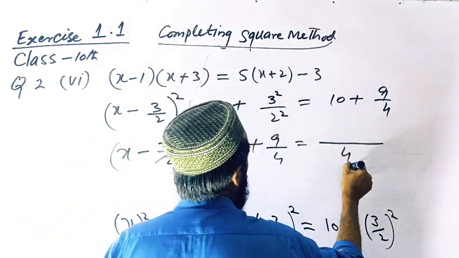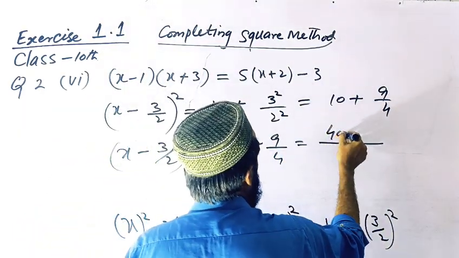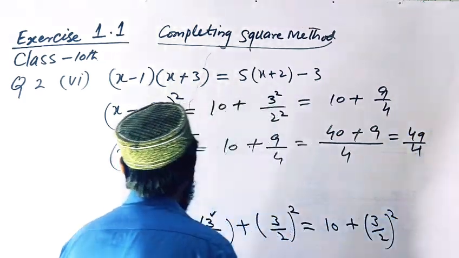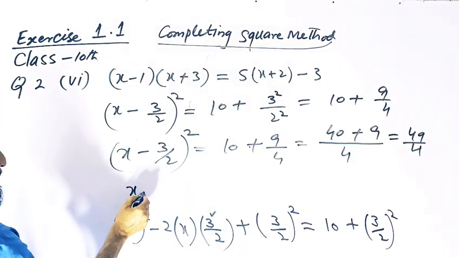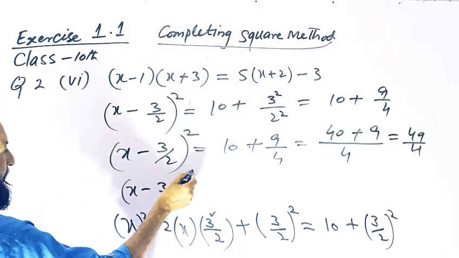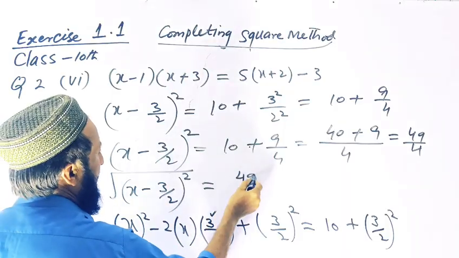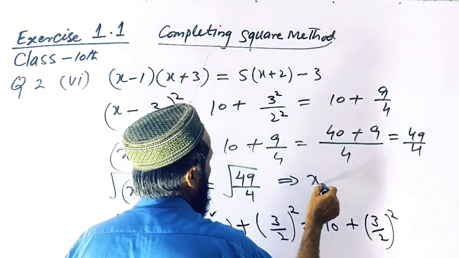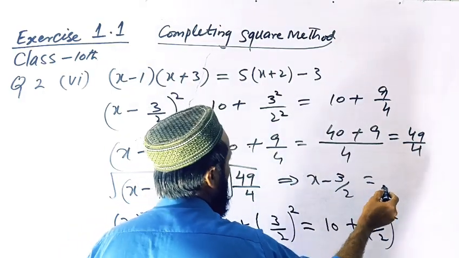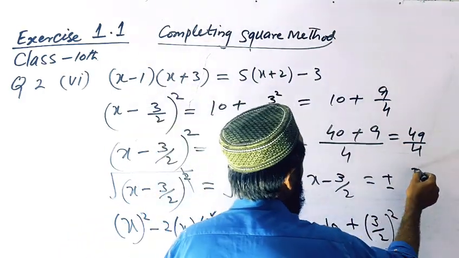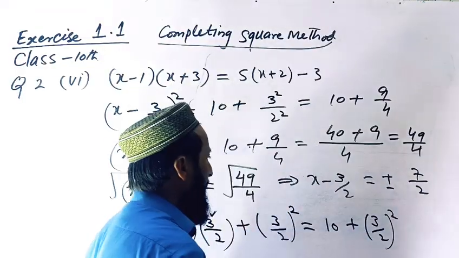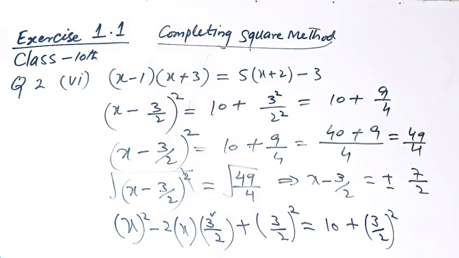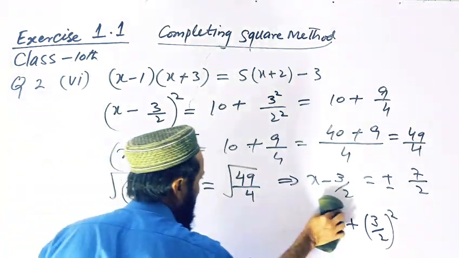We take LCM 4 multiplied by 10, we get 40 plus 9 is equal to 49 divided by 4. Now taking the square root on both sides, x minus 3 over 2 is equal to the square root of 49 divided by 4, they both cancel. We get x minus 3 over 2 is equal to plus minus 7 divided by 2. 49 is 7 square and 4 we can write as 2 square, both cancel with their square root.